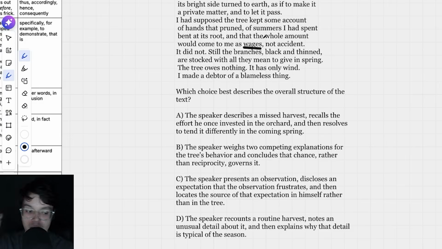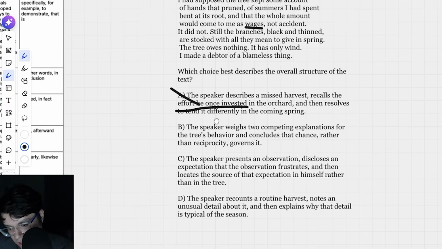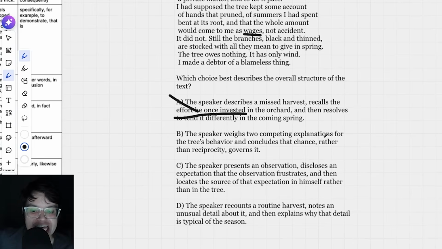It's not like he's saying, okay, now I'm going to be terrible to the trees, because it doesn't matter how good I am to them, they don't care anyway, so I might as well completely destroy the tree. He doesn't say anything like that. So it would not be correct to say that he's planning to tend it differently. So it would be wrong. B, the speaker weighs two competing explanations for the trees. First of all, there's nothing about two competing explanations, so that would automatically be incorrect.